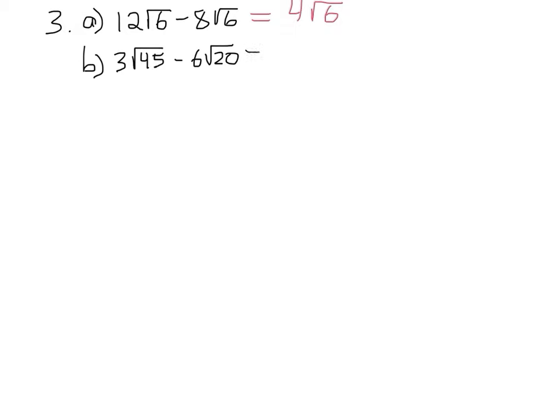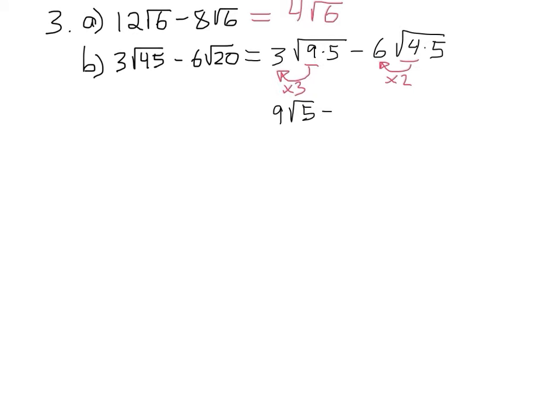So I'm going to start by breaking up 45 into 9 times 5, breaking up 20 into 4 times 5. I'm trying to get factors that are perfect squares. And you see that 9 is a perfect square, as is 4. So the 9 comes out, when that becomes multiplied by 3. That 4 comes out, we'll multiply the 6 by 2, and we end up with then 9 root 5 minus 12 root 5, or negative 3 root 5.